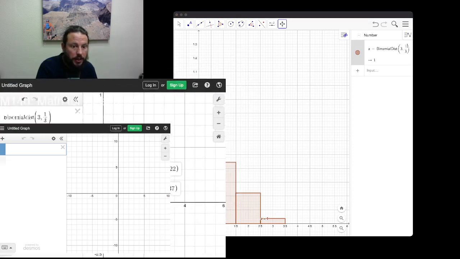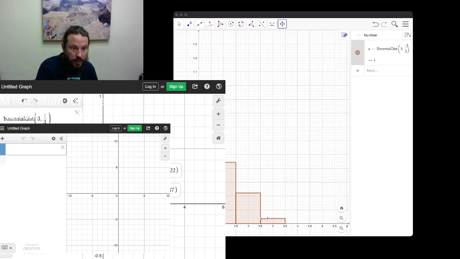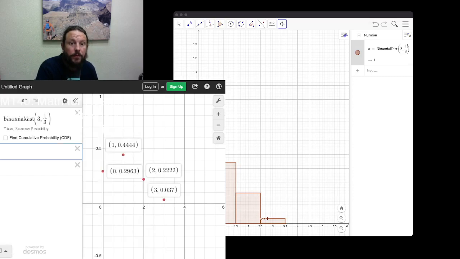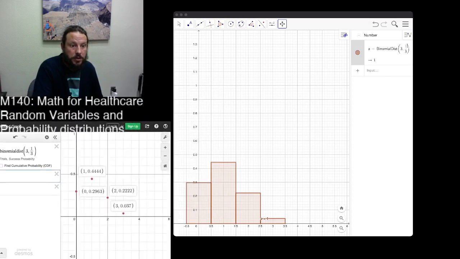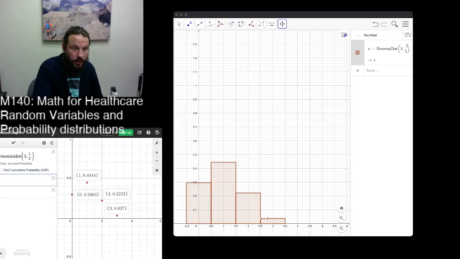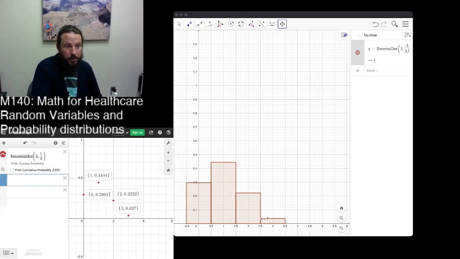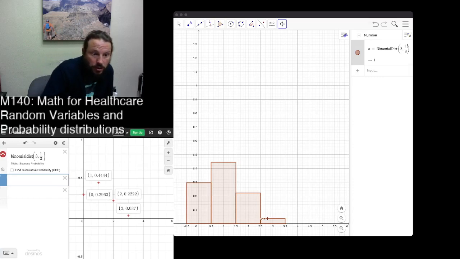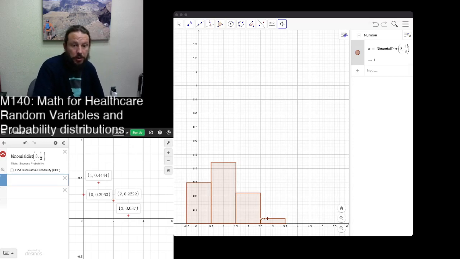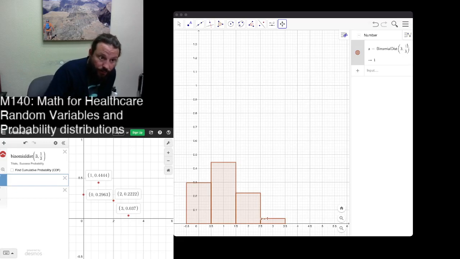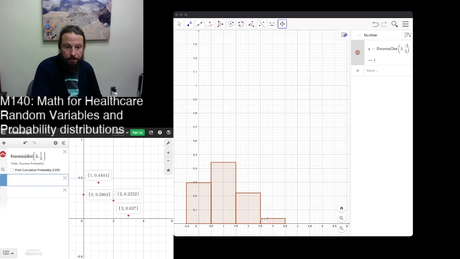Oh, I see what happened here. Okay. Big Desmos, little Desmos. There we go. There it is on Desmos for finding the probability distribution. Okay, notice the heights of those give us the probabilities of each of those values of the random variable. Here's this binomial distribution, DIST, sorry, that's how I enter it.